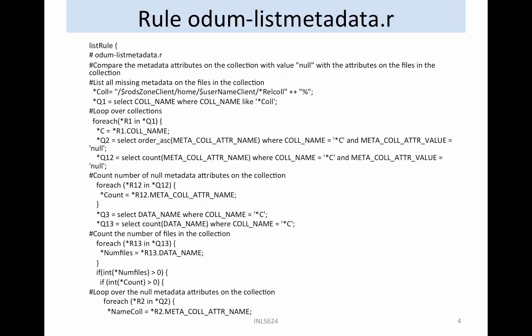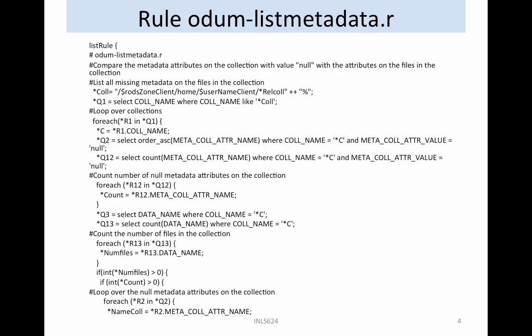In the listing here, *call defines the home directory for the user. A % is added to *call to enable a search across all subdirectories. A query is made to find all the subcollections that exist under the home directory. A loop is then done over the subcollections. *C contains the subcollection name.